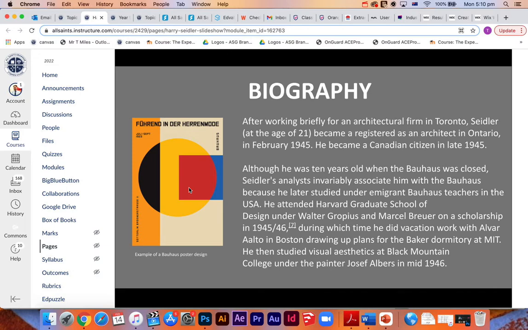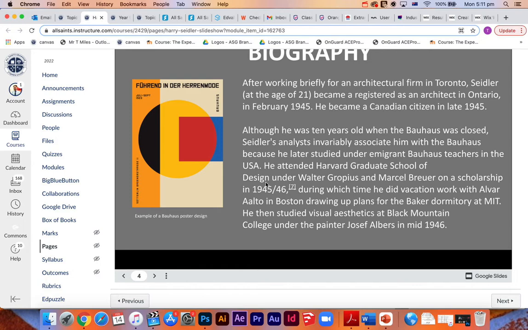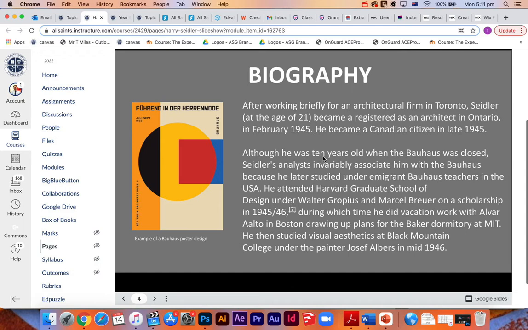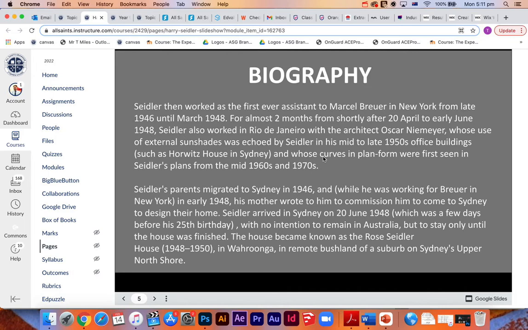It came about after the war, just the end of the war, sorry. And it was a really important movement in art and design. So I'll let you read through that as well. An important person to note here is Walter Gropius, who was a really influential figure in the Bauhaus movement. So a bit more about him there.